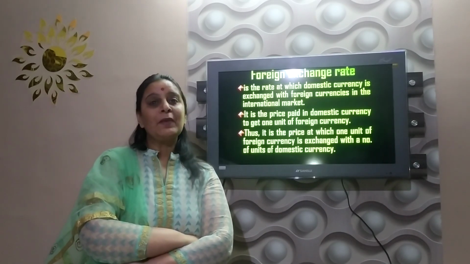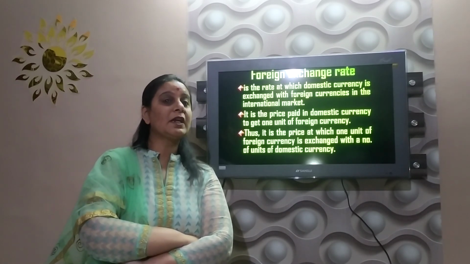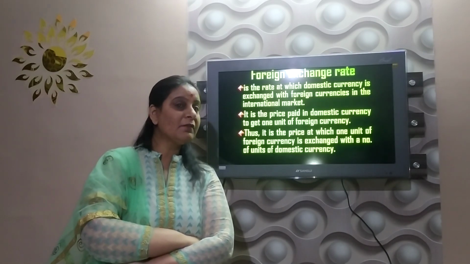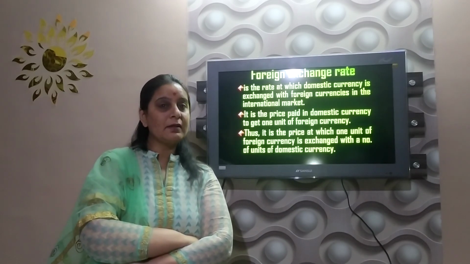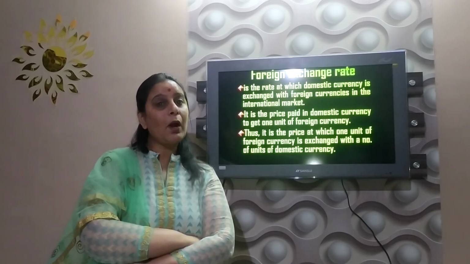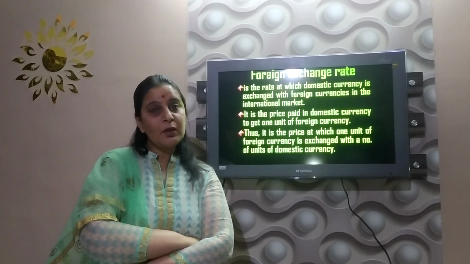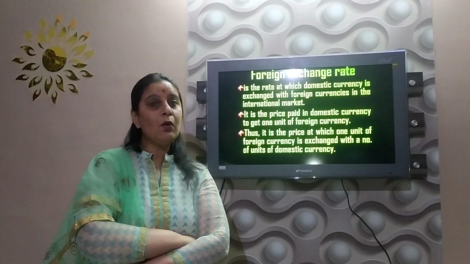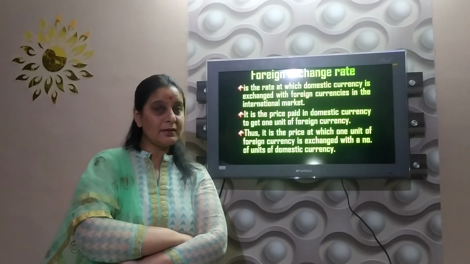Remember one thing, foreign exchange rate establishes the ratio of exchange between two currencies. For example, if I say $1 equals rupees 74, that means to obtain 1 unit of foreign currency, that is to obtain 1 unit of dollar, I need to pay 74 units of my domestic currency, that is rupee. So this is how the foreign exchange rate establishes the ratio between two currencies.